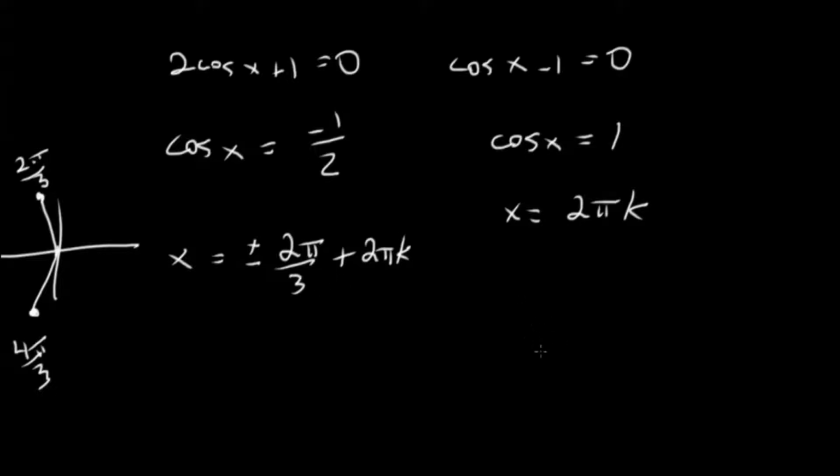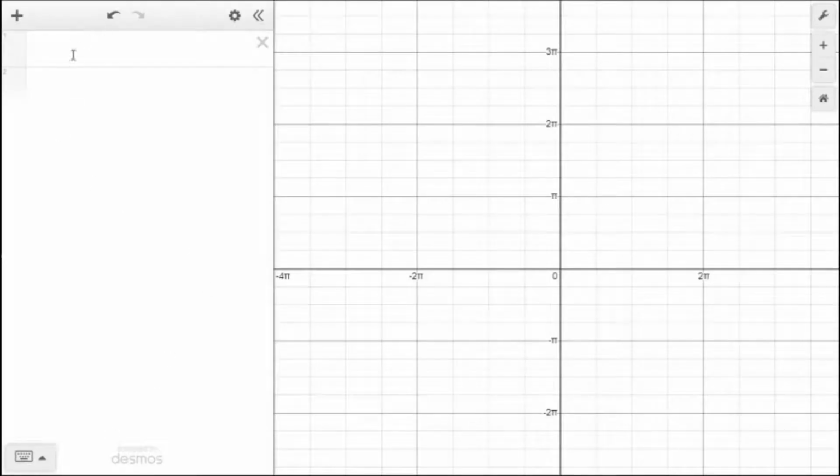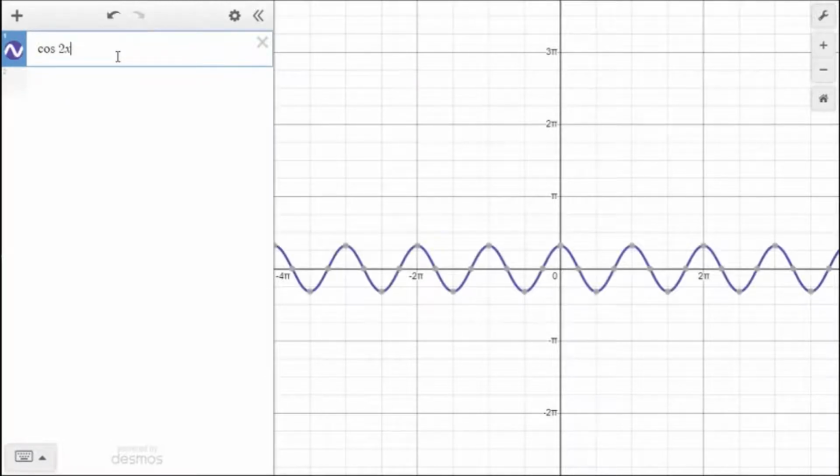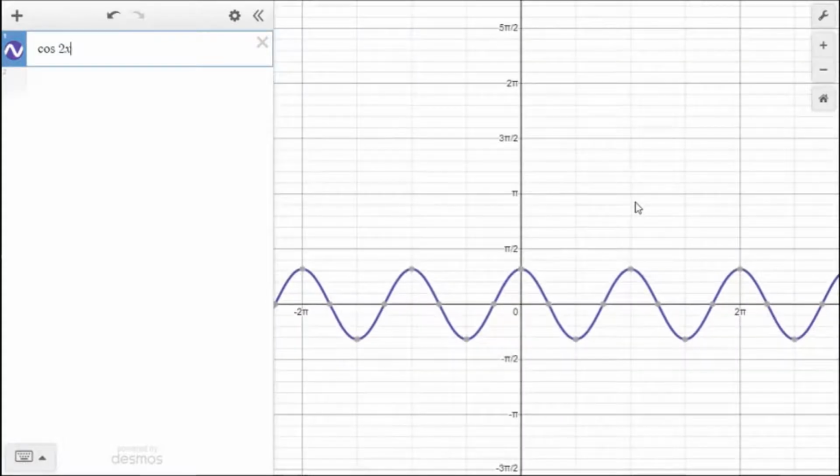Let's go ahead and look at the graphical solutions and see if they agree with our algebraic solutions. Just go ahead and pull up Desmos. There we are. Let's go ahead and write cosine 2x. There's cosine 2x. Let me go ahead and zoom on in.